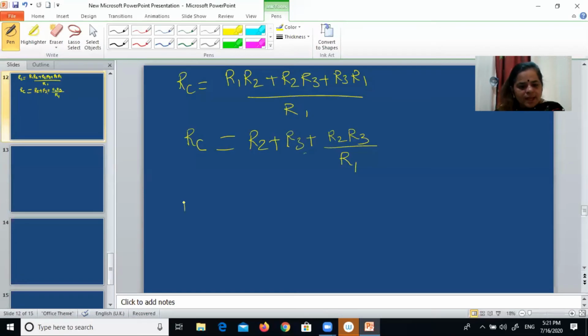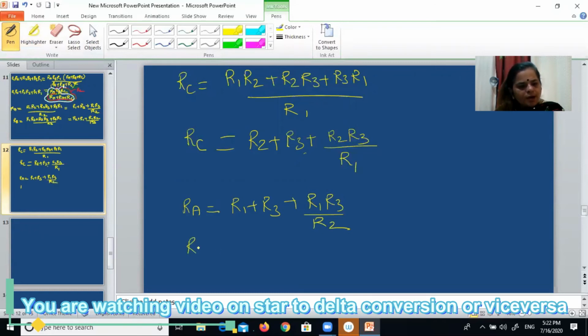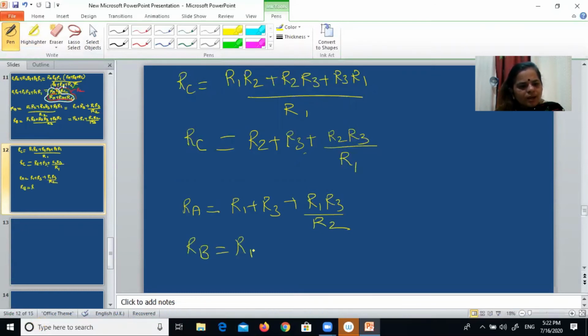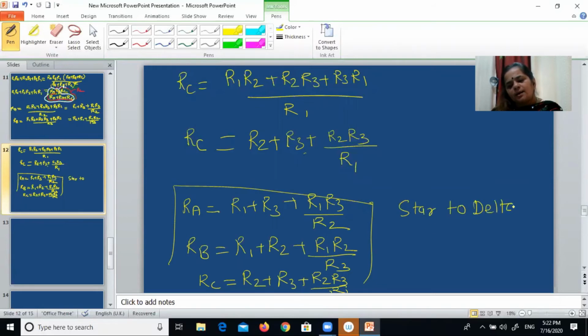So you can see that RA was R1 plus R3 plus R1 R3 divided by R2. RB we got R1 plus R2 plus R1 R2 divided by R3, and RC we got R2 plus R3 plus R2 R3 divided by R1. So what is this? This is star to delta conversion.